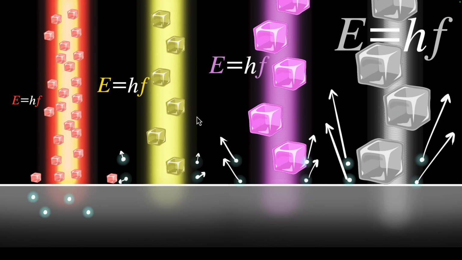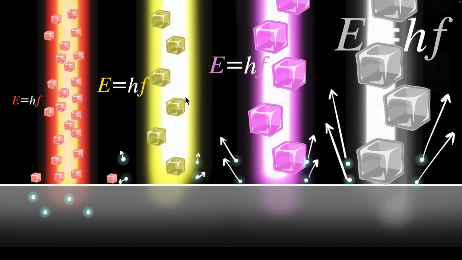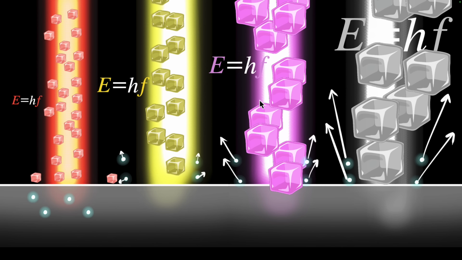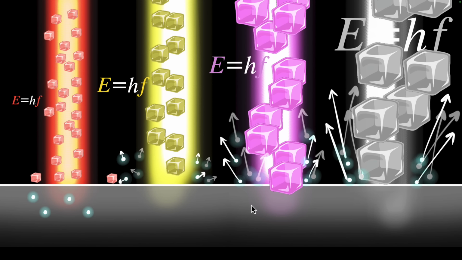And of course, if you were to increase the intensity, what does it do? Well, it just increases the number of photons. So that won't affect the energy transfer to a single electron. But now, since there are more photons, more electrons will be emitted. And that explains why increasing the intensity gives you more electrons. The photon theory beautifully explains the photoelectric effect.